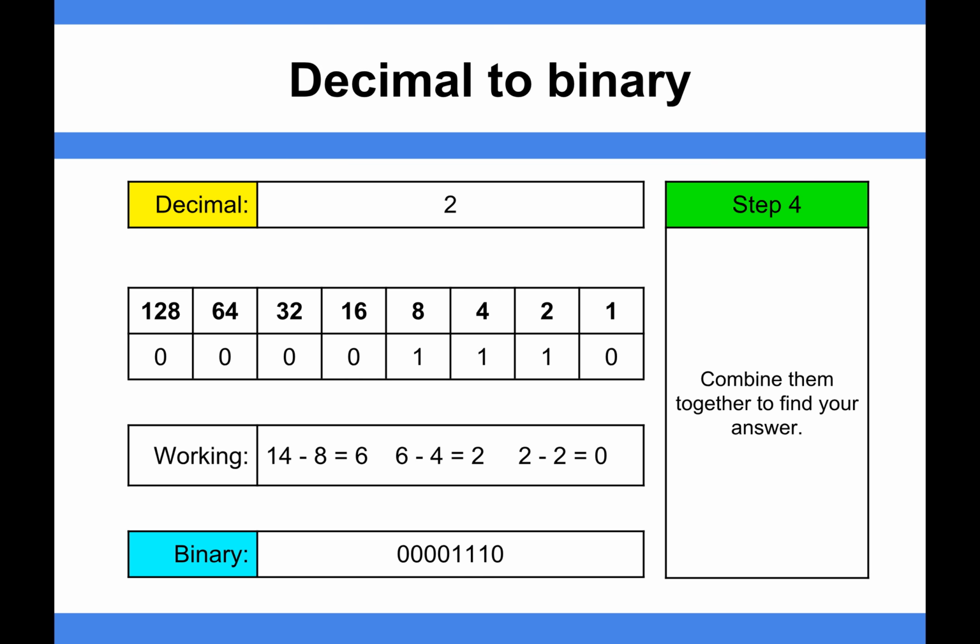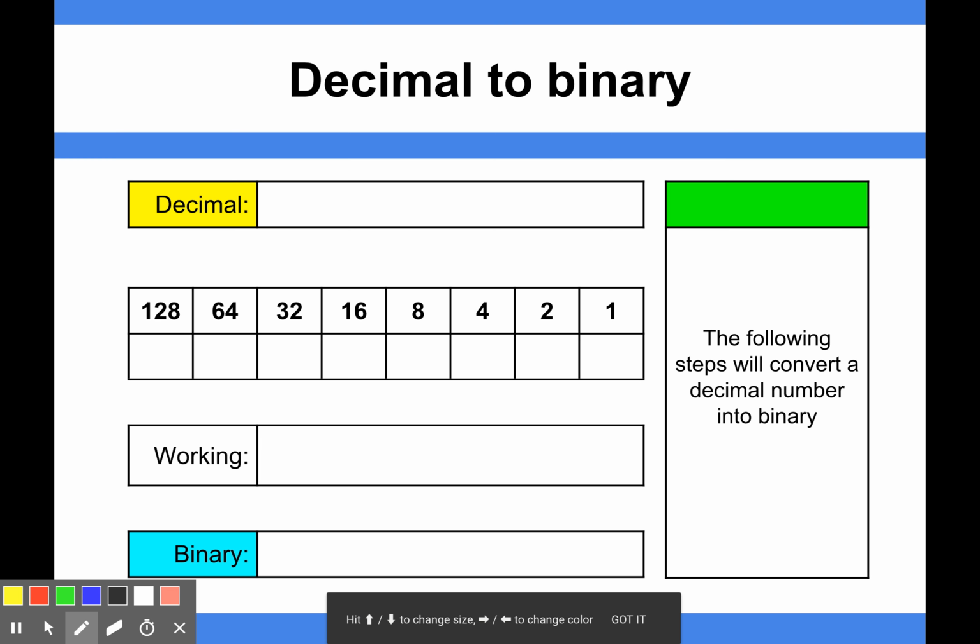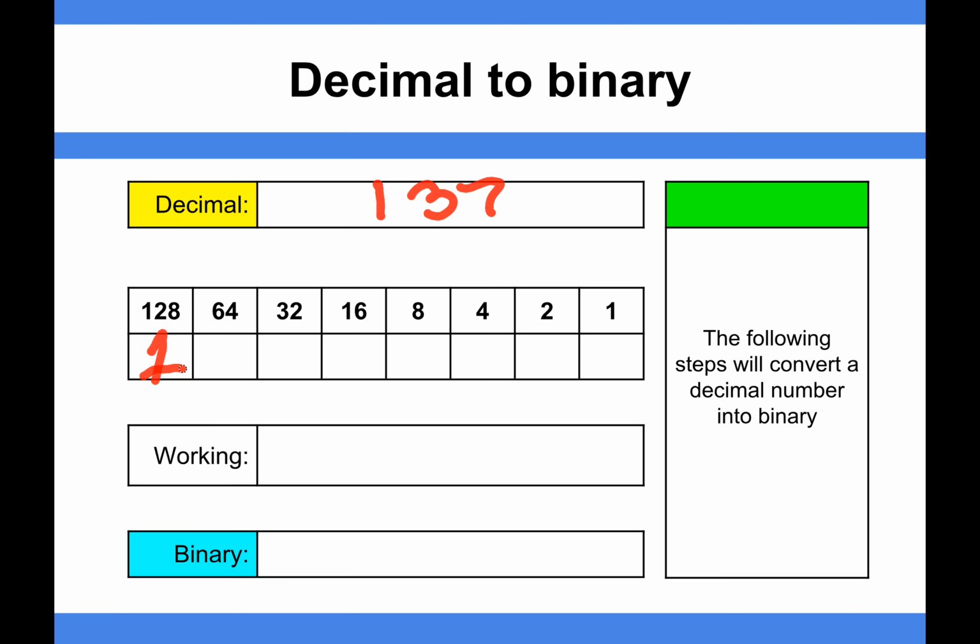Okay, so let's just try one on the fly, just to show you how easy it is. So let's go for the number, I don't know, 137. Okay, so first off the bat, is there 128 in 137? Well, yes. But if I'm putting a 1 in there, I'm taking out a big chunk of that. So 137 minus 128 is 9. Okay, so I'm just going to write 9 down here for my working.